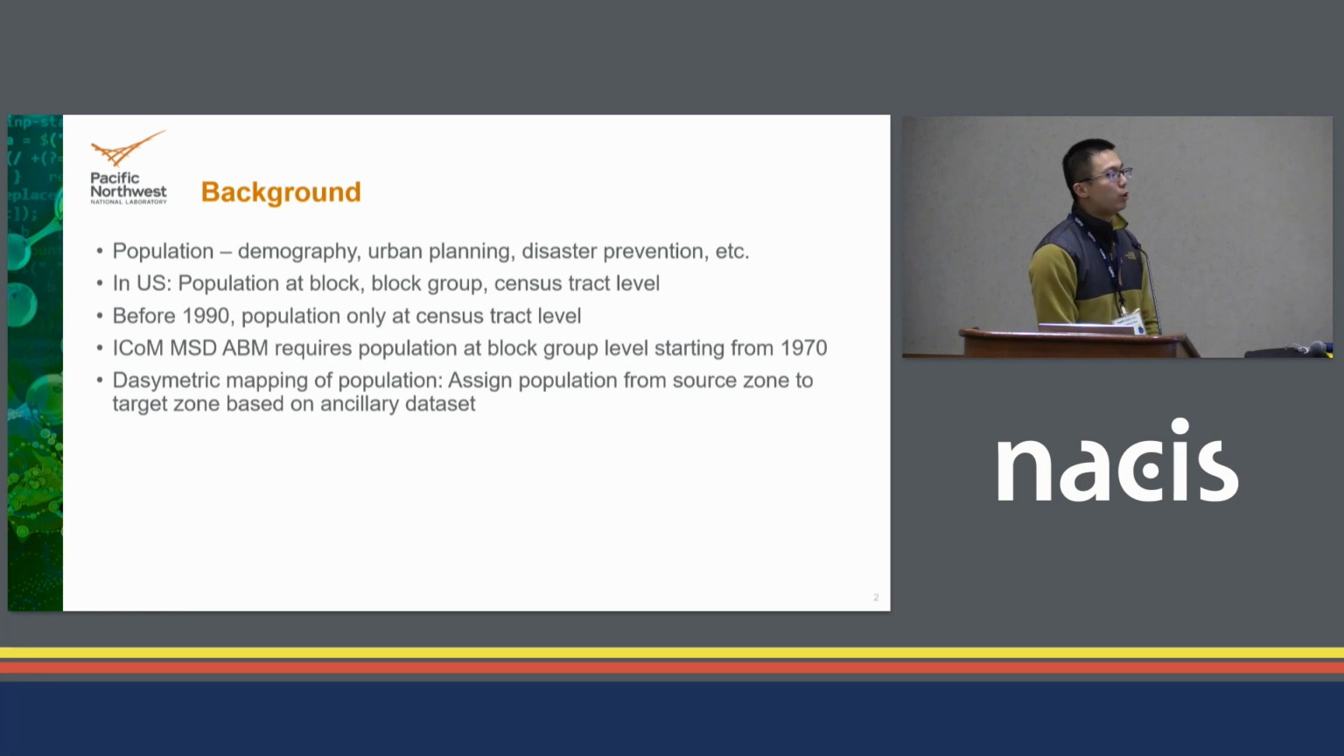So we need to find an efficient and accurate way to downscale the population from the census tract to our desired block group level. That's the reason why we implement the Dasymetric mapping of population. After some research, I found that the definition of Dasymetric mapping of population is to assign population from the source zone to the target zone based on an ancillary data set.